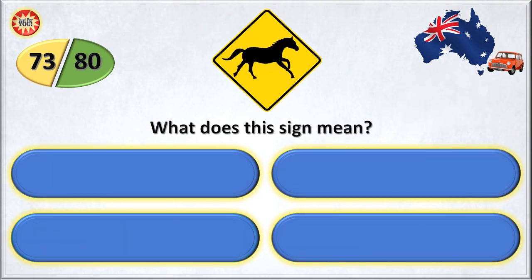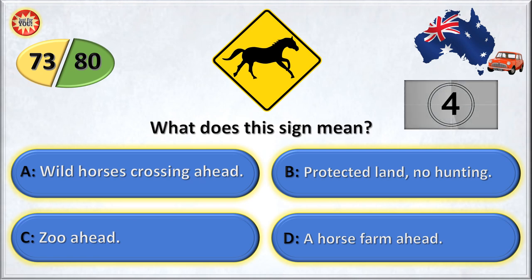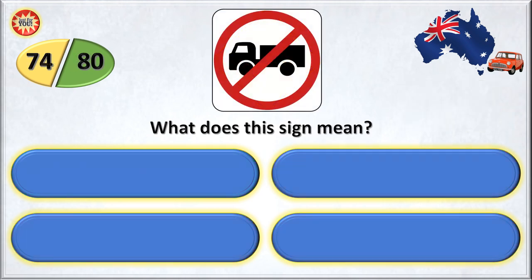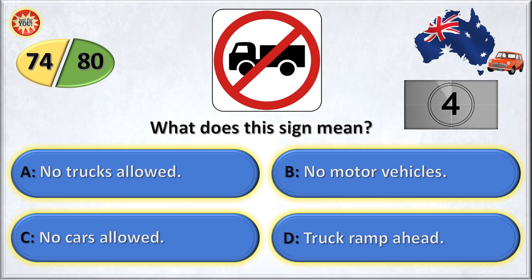What does this sign mean? Wild horses crossing ahead. Protected land, no hunting. Zoo ahead. A horse farm ahead. Wild horses crossing ahead. What does this sign mean? No trucks allowed. No motor vehicles. No cars allowed. Truck ramp ahead. No trucks allowed.